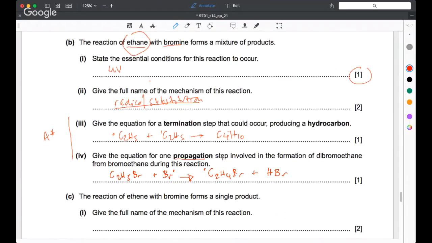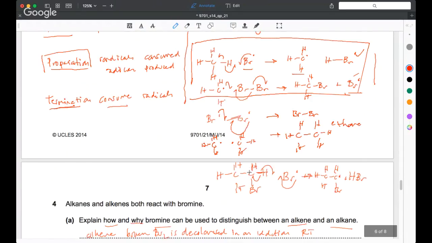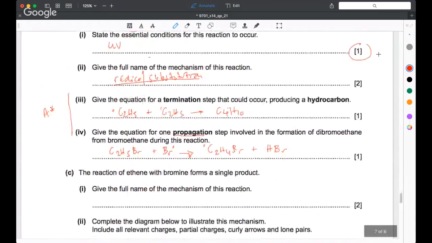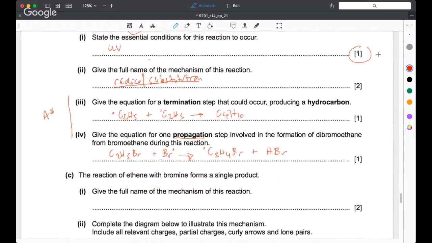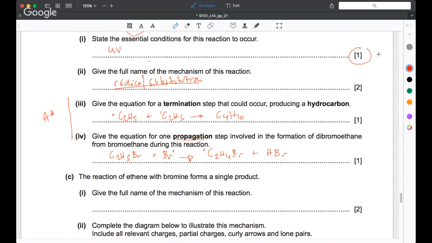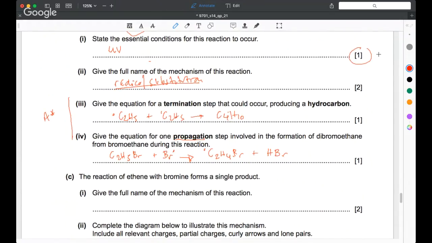So if we're just looking for one of the steps in the formation of dibromomethane, that's the first step. If we went through the second step, then we'd be doing the analogous part to this step here, but we just did the first step there. And that's something that you've really got to work hard on, because if you're going to be an A-star candidate, understanding these propagation mechanisms is what distinguishes you as an A-star student from the other students.